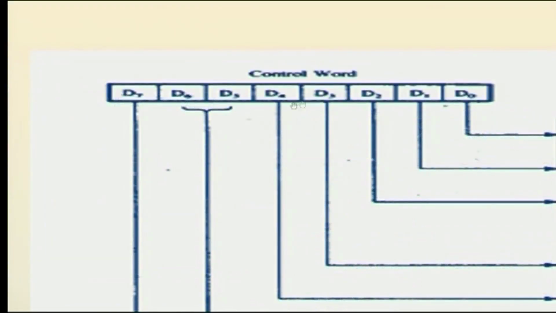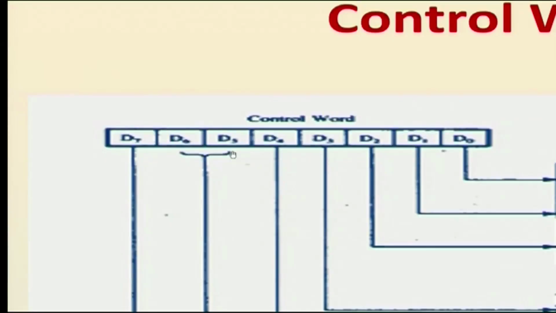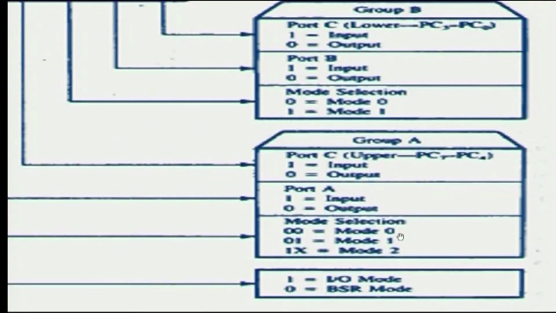The next 4 bit positions, D3, D4, D5 and D6, are reserved for group A. D3 is connected with port C upper, D4 is connected with port A. When the bit is 1 it represents input, when it is 0 it represents output; that is, when the position is set it is an input, when the position is reset it is an output. Here 2 bit positions are reserved for mode selection, D5 and D6. With 2 bits we can select 4 combinations, but here we are using only 3.